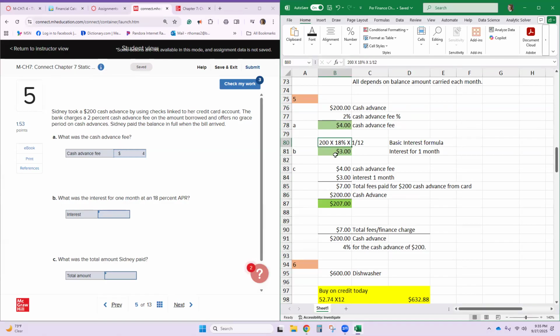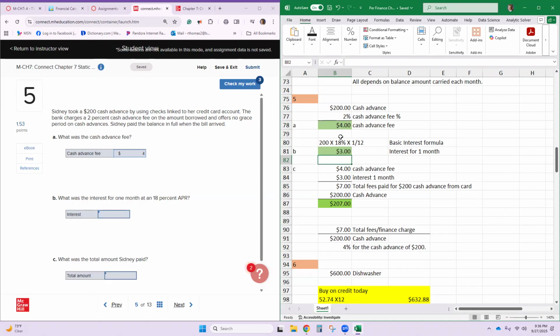I always leave my interest rate alone in the middle, and then I change my time to match. So if they said 1 month, well, it's 1 over 12. If they said what was the interest for a year, then I would say times 1, right? If they said how many days it was, I always go with the increment of time that they're using. Okay, so it's $3. So 200 times 18% times 1 over 12 is $3.